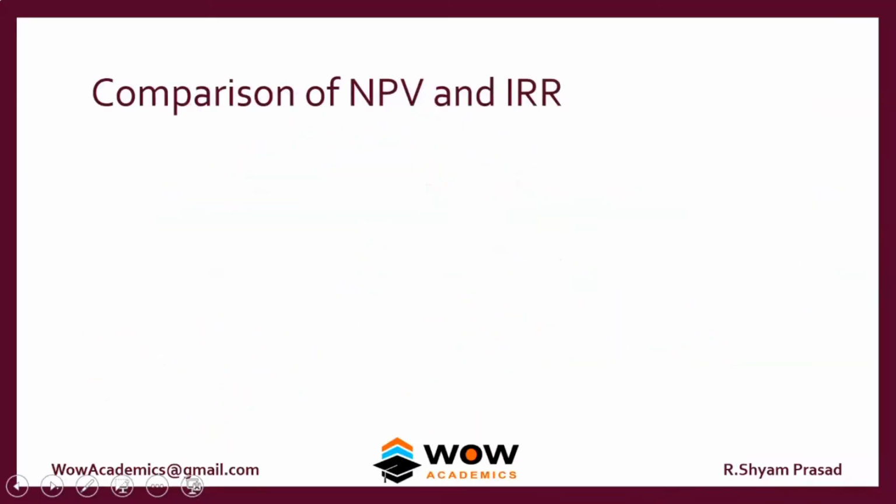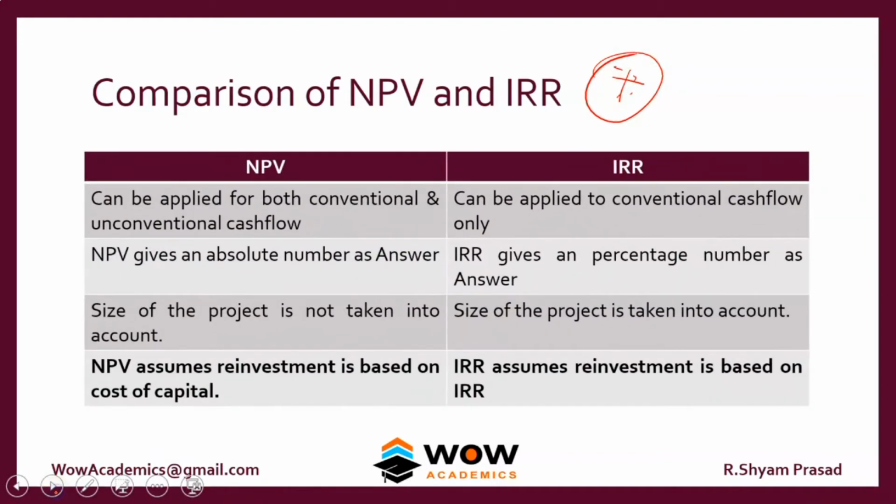So we'll compare the NPV and IRR because this is a very important topic and most exams ask this. NPV can be applied for both conventional and unconventional cash flows. IRR can be applied only to conventional. NPV gives you an absolute number as an answer. IRR gives you a percentage number as an answer.